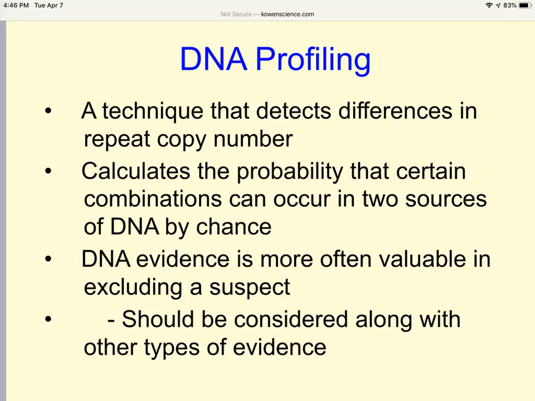So we want to find out as much information as we can in order to do DNA profiling. This is the technique that detects differences in repeat copies. It allows us to calculate those probabilities, such as conditional probability, the Hardy-Weinberg, and all these other probabilities that we've been doing in previous videos and homework, so that we can use DNA evidence, and that can be more valuable for excluding suspects than it can be for determining who is guilty.